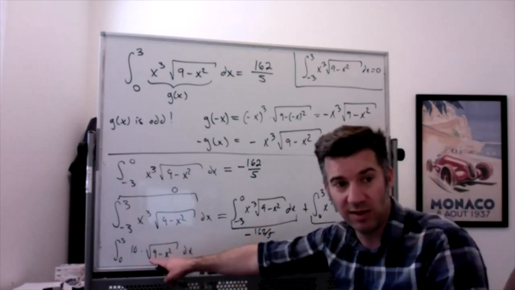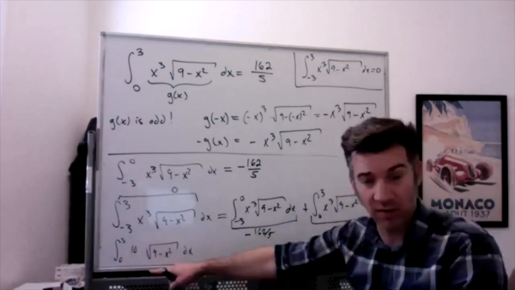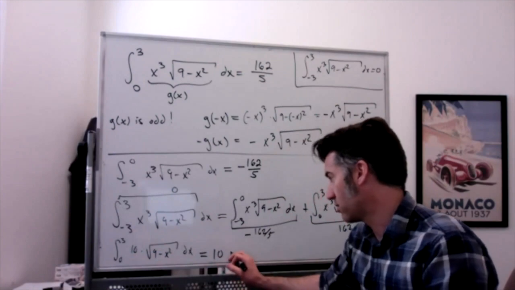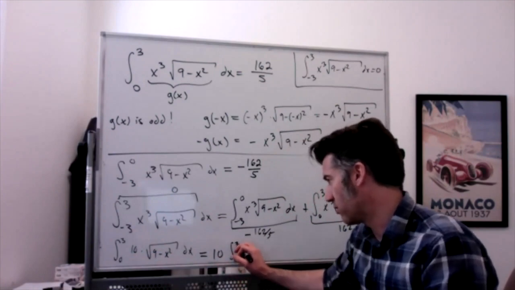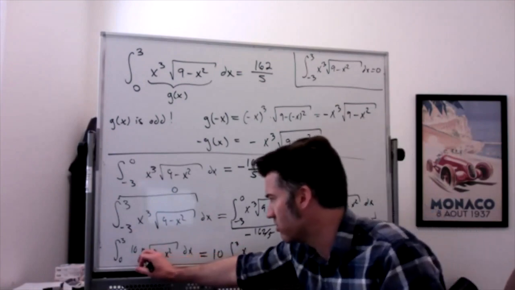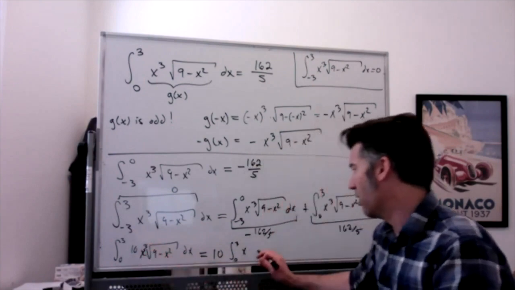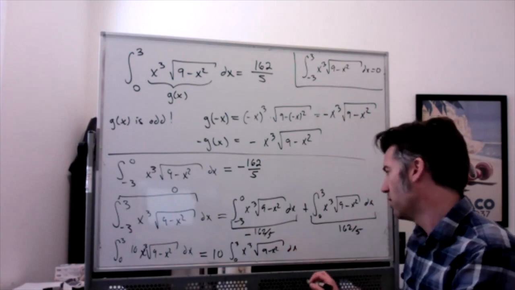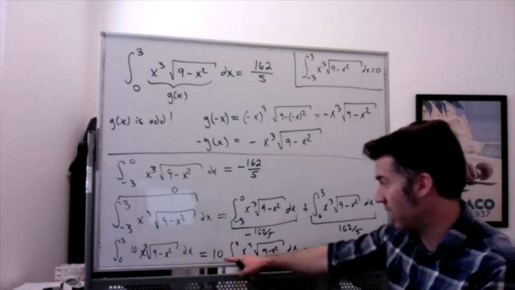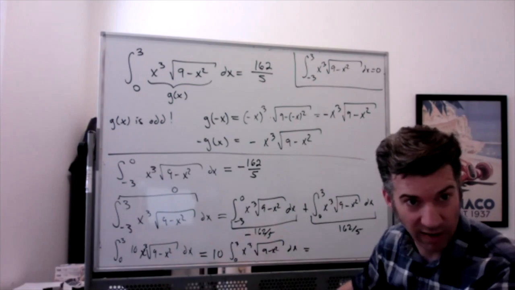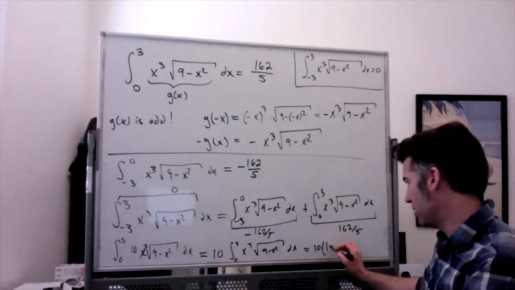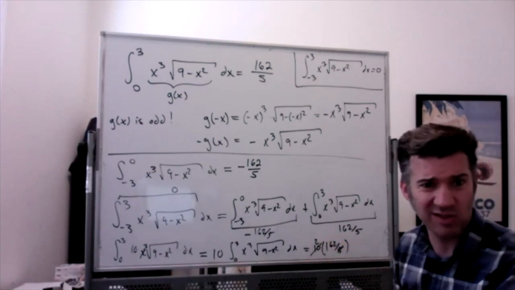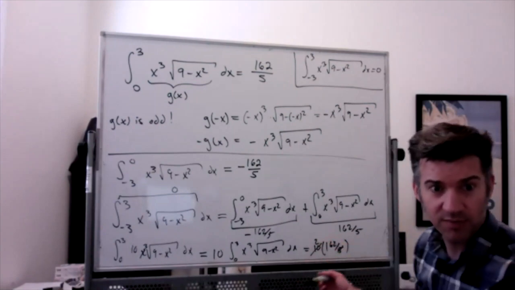Finally, this last one is just factoring out the 10. When you have an integral of a constant times a function, you can factor out the constant. So that's 10 times the integral from 0 to 3 of, oh, I forgot the x cubed there, sorry, x cubed times the square root of 9 minus x squared dx. And then we end up getting 10 times, well, we know that this is 162 over 5. So we get 10 times 162 over 5. 10 over 5 is 2. 2 times 162 is 324.